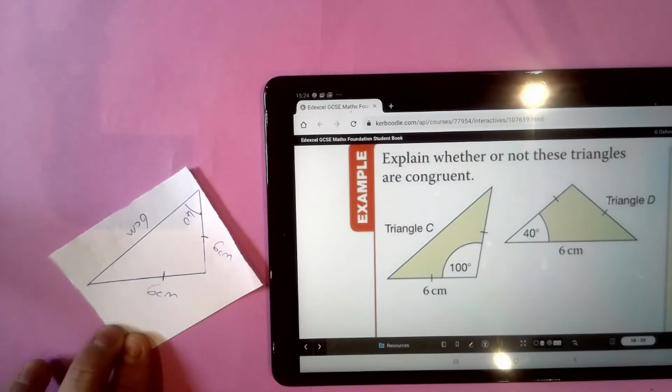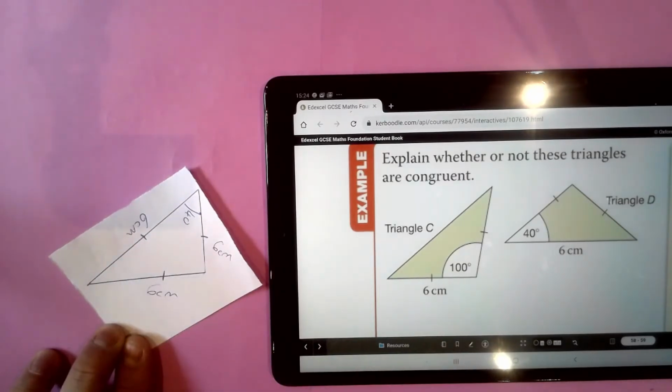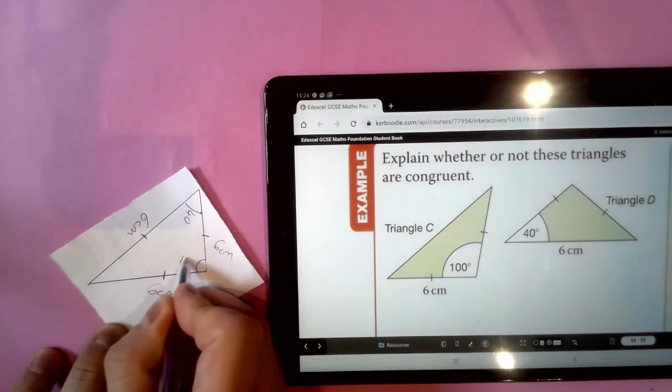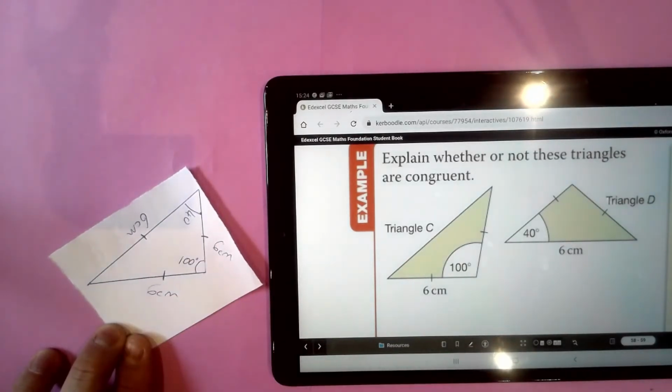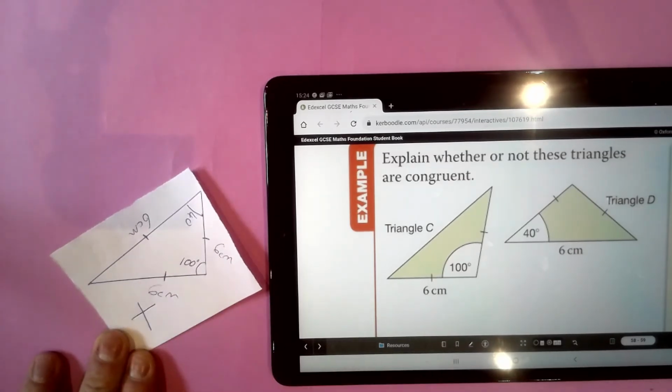Now what we've got is that all three of these sides are now 6 centimeters, meaning that it should be an equilateral triangle, except that the angle at the top is 40 and this angle here is 100. And we should know that equilateral triangles have 60 degrees on the inside, so that shows that these are not congruent triangles.